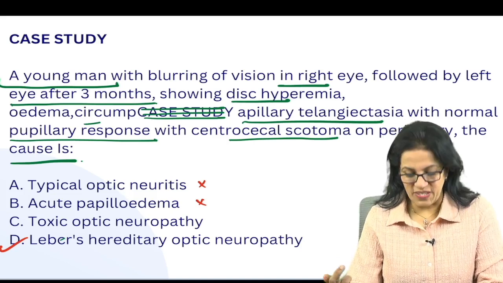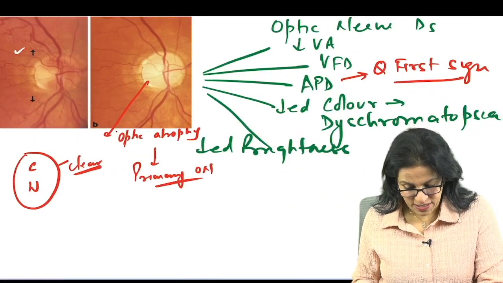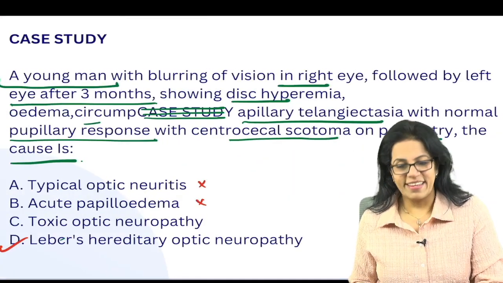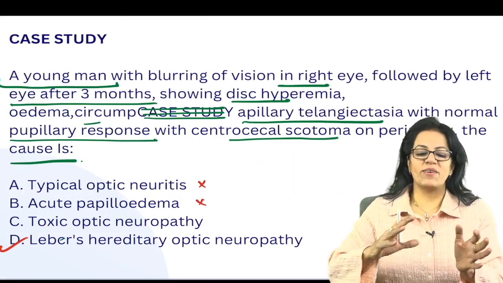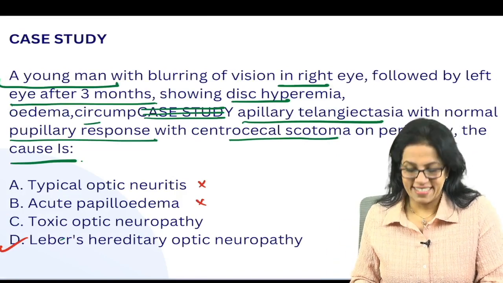Okay, so revise all this. Right, so that was the first case study. Now you know the diagnosis here is Leber's hereditary optic neuropathy. It's a very obvious history, as if it has been made accordingly. So I think this is an easy one. I'm just taking easy versions in the beginning.